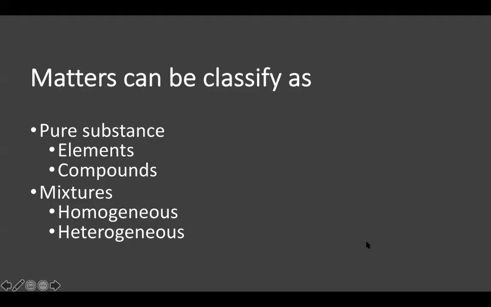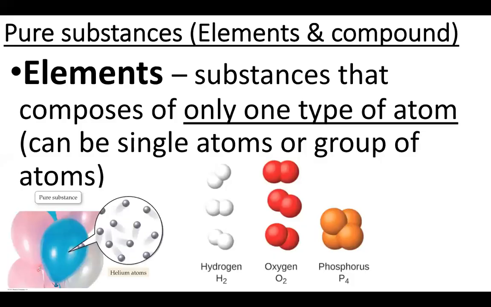Okay, so matter can be classified as either pure substance or mixture. When we have pure substance, we have elements or compounds. So let's take a look at that first. Okay, so in the pure substance, like I said, elements. Take a look at the pictures on the bottom: helium, hydrogen, oxygen, phosphorus. These are all elements. They could be together or they could be by themselves. So in this case, you will notice that in each case, there is only one type of atom.